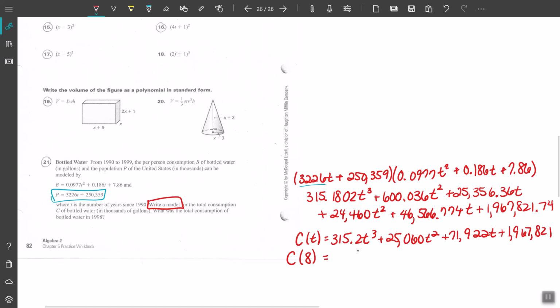So then I would come in here. I'm not going to rewrite all of this, but I would drop the 8 in every time I saw a t. And then I have to go back to the calculator and recalculate all that out again for a final answer. When I do all that, this is what will come up in my calculator, and that is in thousands of gallons. That's the label.